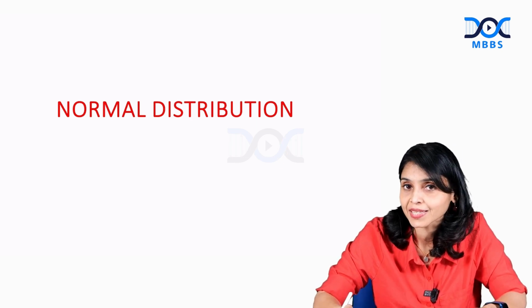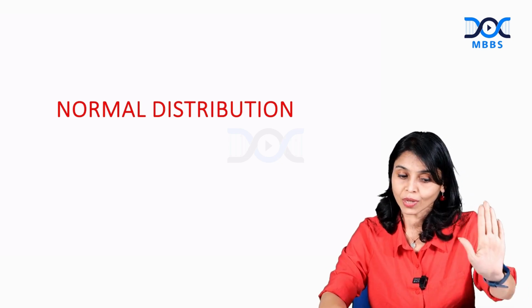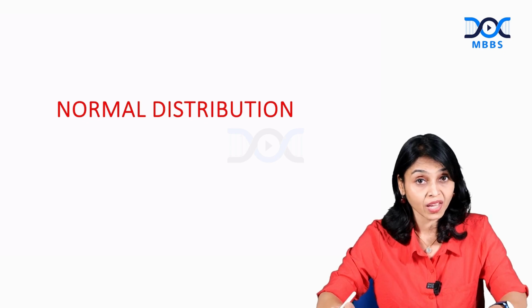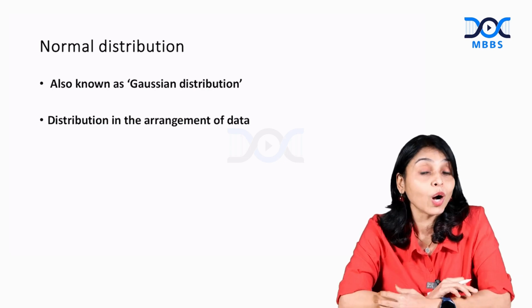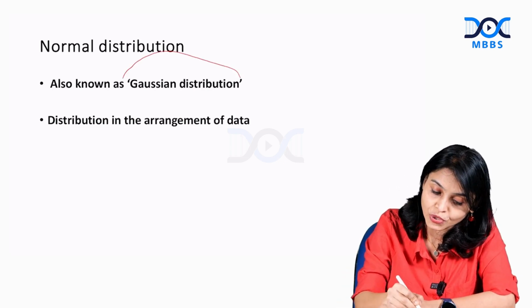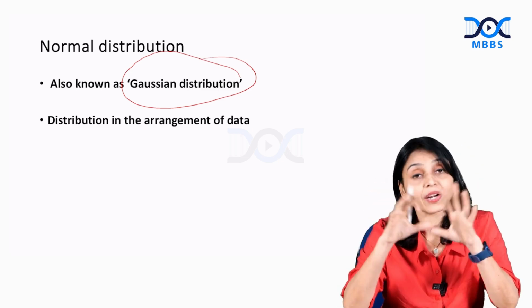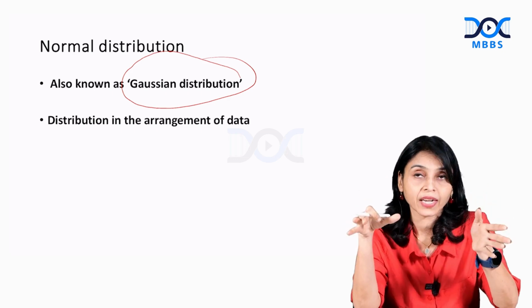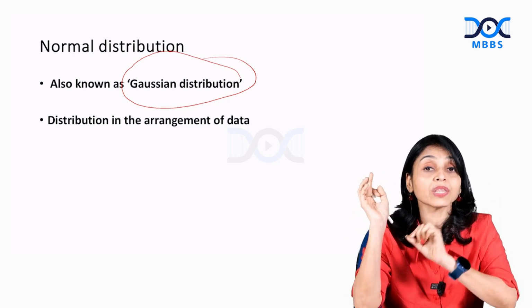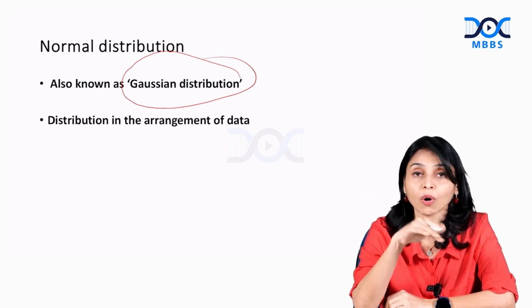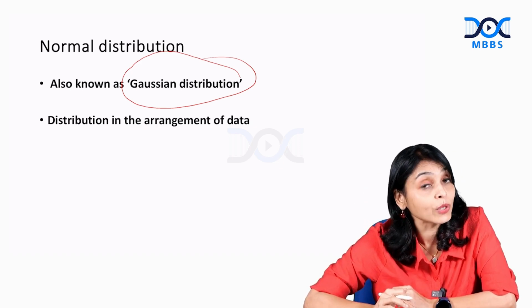As the name indicates, it is a distribution which is considered as normal. If you look at this distribution, you should be able to say, okay, here we are dealing with normal values. Also known as Gaussian distribution. And this is a distribution in the arrangement of data. So when you arrange the data and if you see that shape, you should understand here we are dealing with normal data or normal individuals. And what is the distribution? How will it look like?